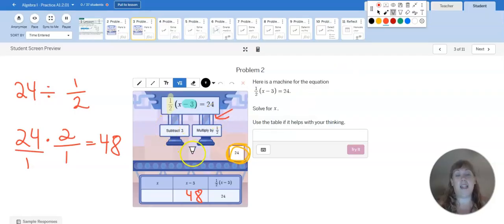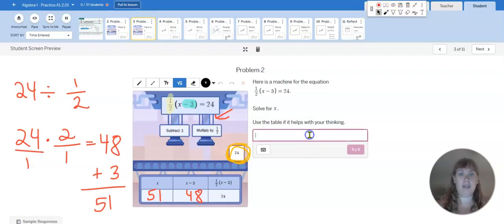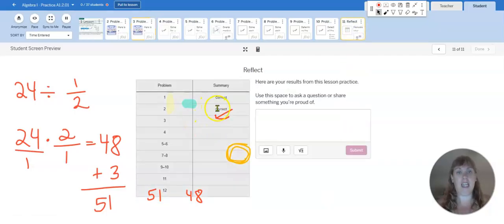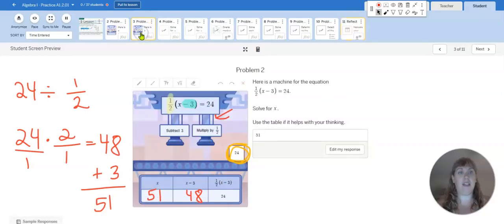The next step was subtracting 3. So the opposite of that, working backwards, is adding 3. 48 plus 3 gets us 51. So I believe our x value is 51. Let's try it out. Minus 3 gets us 48, times 1/2 gets us 24. Perfect. So we know that we did it correct. And we can check that slide to see, yes, we got that correct.